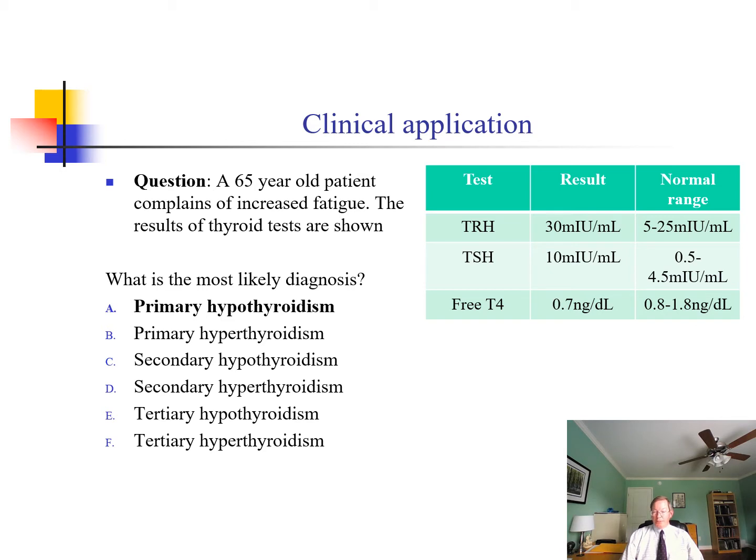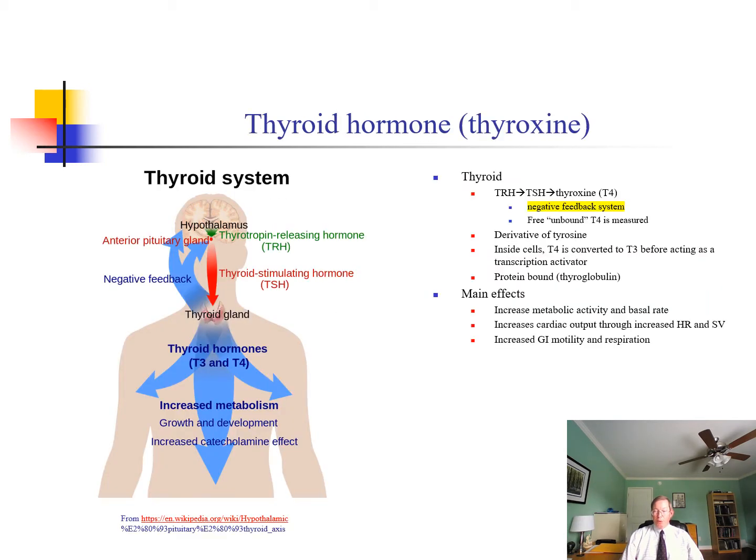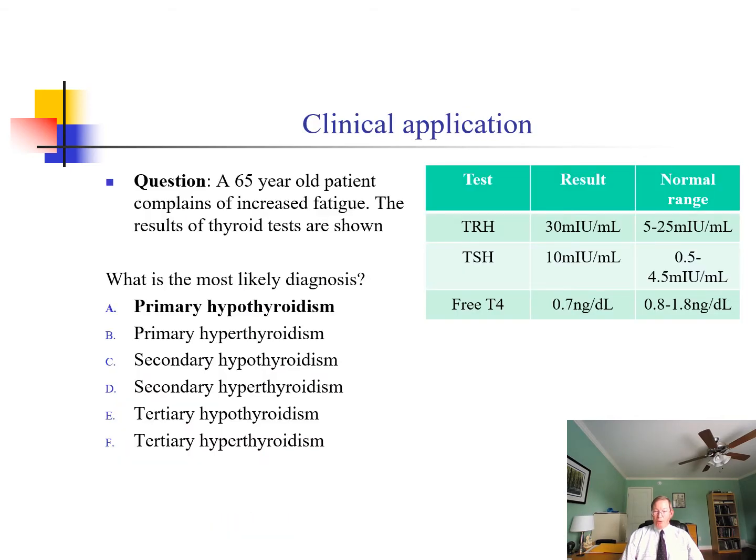Well, I hope that you see that this person will have a primary hypothyroidism. And if you remember, the thyroid gland, which is making thyroxine, which will then have to do with the metabolic activity of cells, is under negative feedback from both the hypothalamus producing TRH and the anterior pituitary producing TSH. And so if you look at the free T4, which is the thyroxine, the unbound portion of that, it is low. That makes it a hypothyroid state.